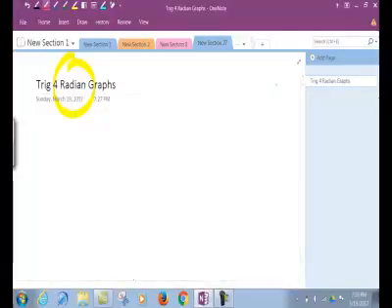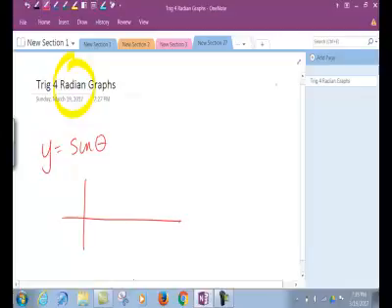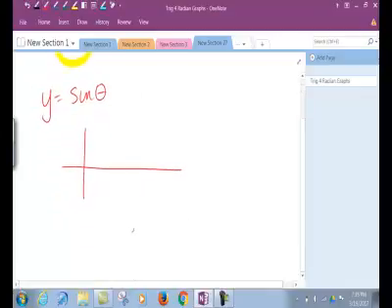Let's start out by looking at y equals sine of theta and how the sinusoid looks different when we graph it in radians. Good news, amplitude is still 1, so the graph travels up to 1, down to -1. Also good news, we start at 0, 0.